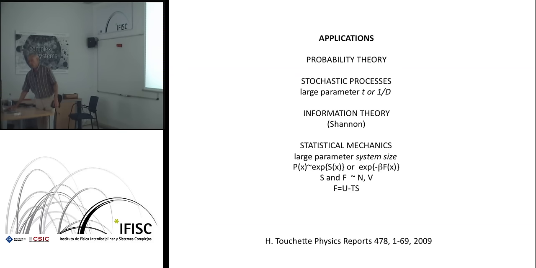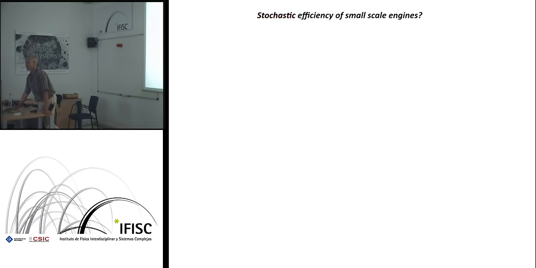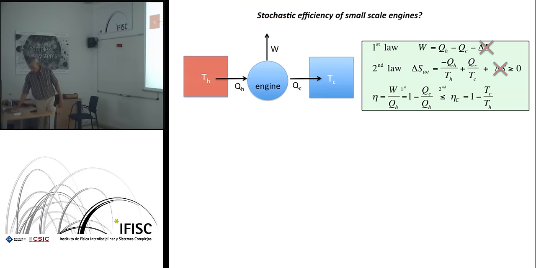Okay, and now I have a few minutes left to tell you what we found. And I see I have less time. So let me tell you what we found. It's a large deviation principle for the efficiency of machines. Why do I want to tell you this? Because the result that we found is at the same level as the discovery of the Carnot efficiency. I don't know if you remember Carnot efficiency. Carnot efficiency is what you use in thermodynamics to introduce the entropy, to introduce the Kelvin temperature, and to introduce the second law. Okay, so I think it's quite important.